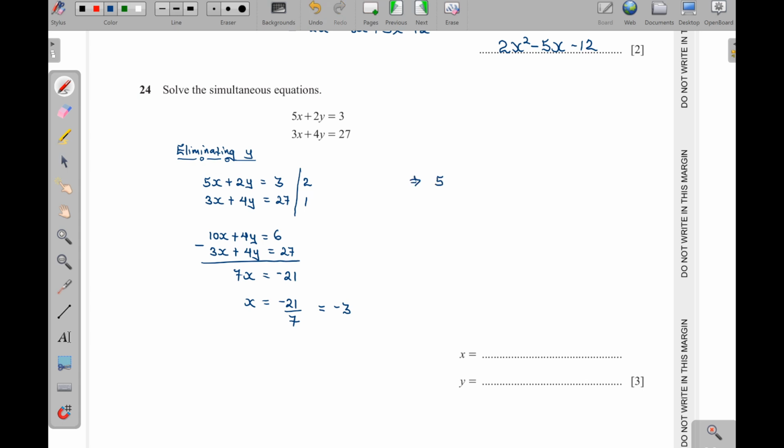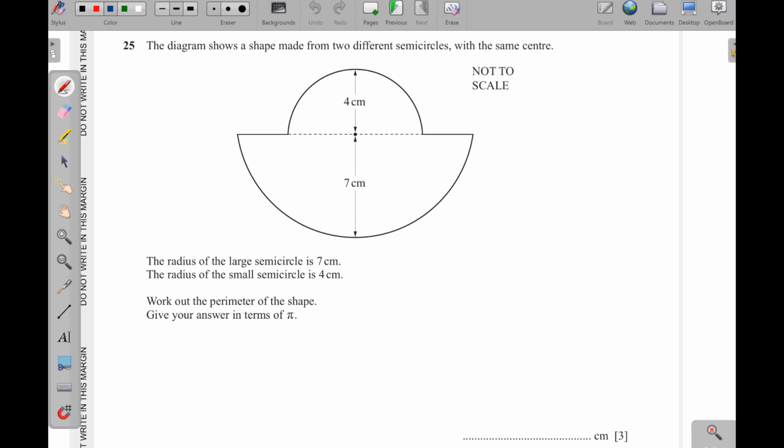We can have 5x is negative 3, then plus 2y, then is equal to 3. So this will be 2y, which is equal to 3. This one will be negative 15. When it crosses, it becomes a plus, right? So plus 15. That means our 2y is going to be 18 here. Then we divide by this 2 here, which is going to give us a 9. So meaning our answer here is going to be x is equal to negative 3, and then y is equal to 9.